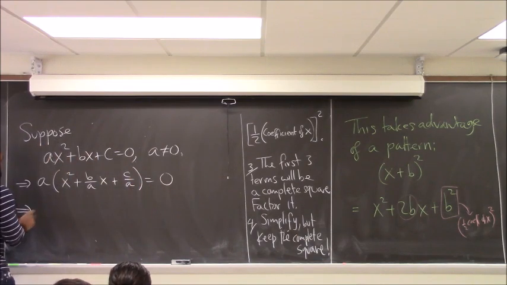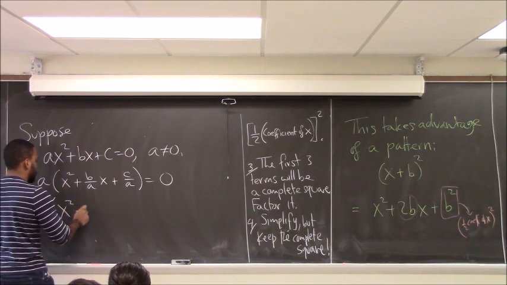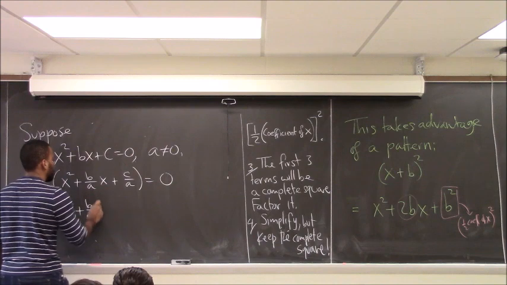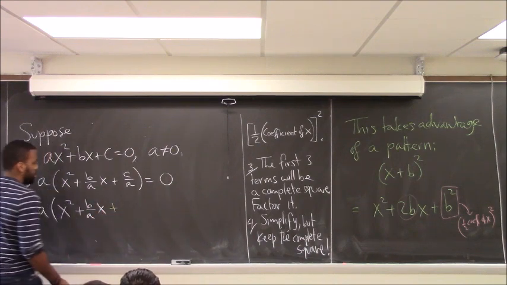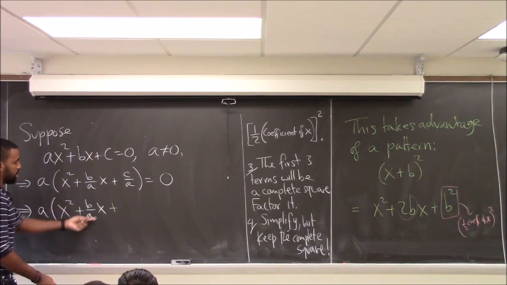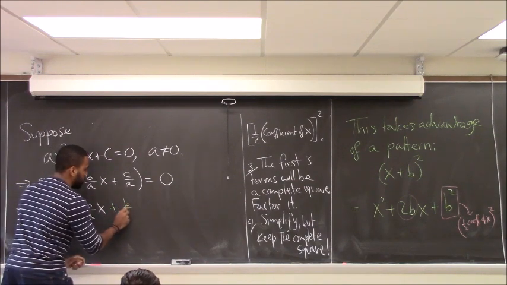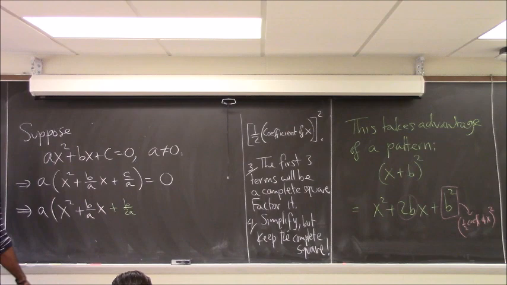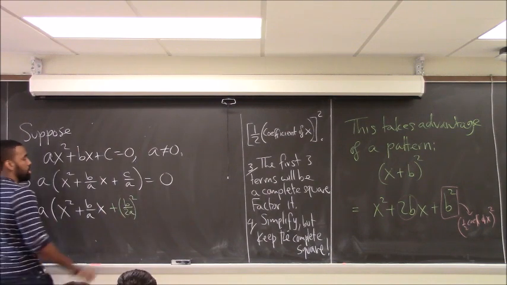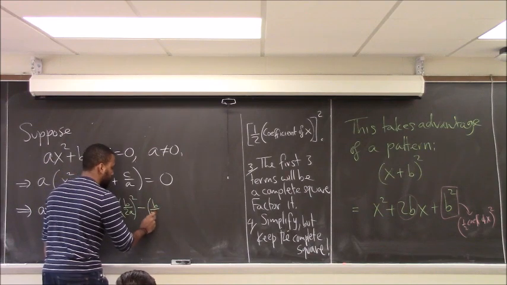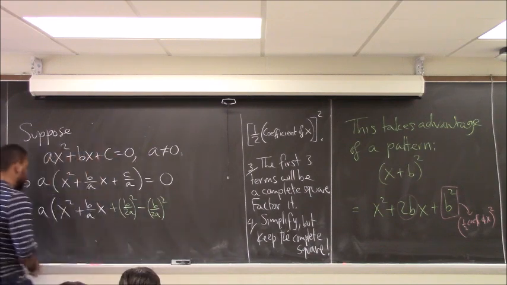Now, I'm going to do what the completing the square algorithm says. I'm going to have x squared plus b over a x. What I'm going to do now is add one half the coefficient of x, a half of b over a is b over 2a. I'm going to square that, then I'm going to subtract that thing. So I add and subtract the same term.